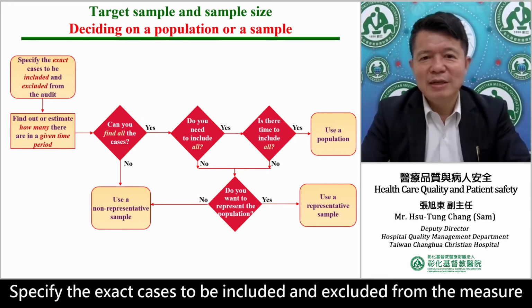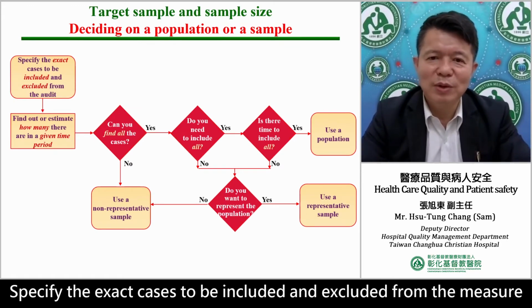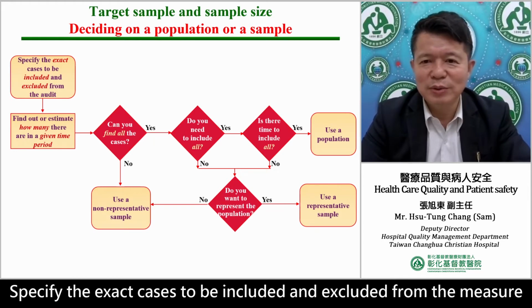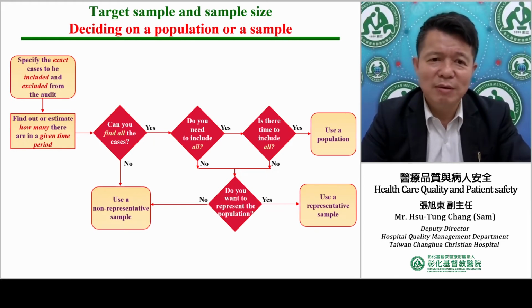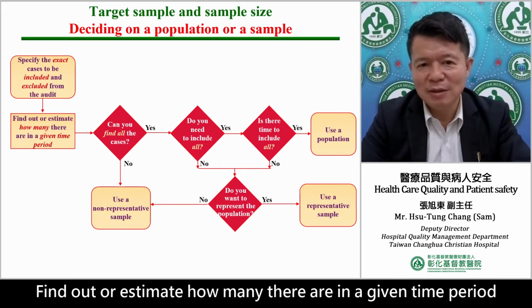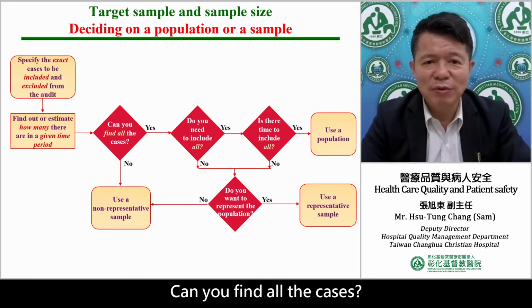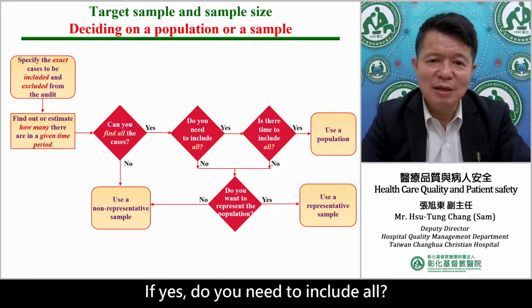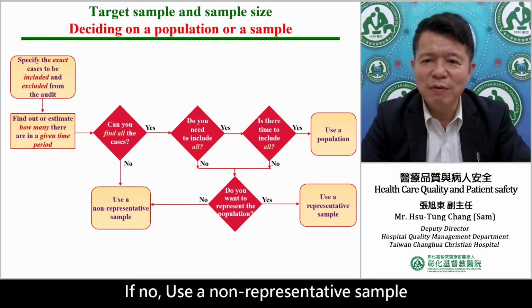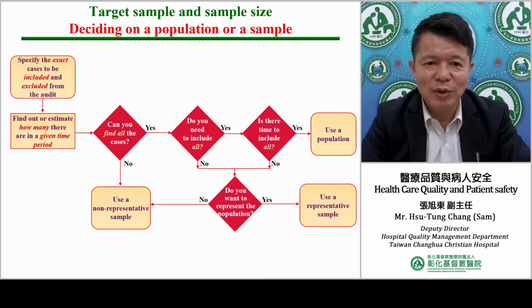Specify the exact cases to be included and excluded from the measure. Find out to estimate how many there are in a given time period. Can you find all the cases? If yes, do you need to include all? If no, use a non-representative sample.